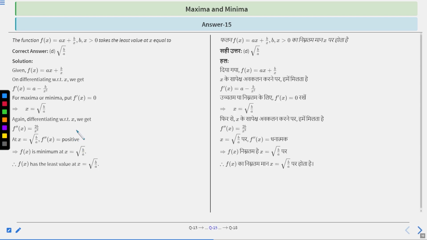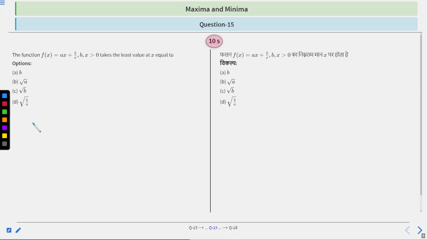So at x equal to root b by a, f double dash x is positive. Clear? Therefore, f(x) is minimum at x equal to root over b by a, right? Therefore, f(x) has the least value at x equal to root b by a. Got it? So at x equal to root b by a, the function attains least value. Option D is the right choice. Clear? D is the right choice.